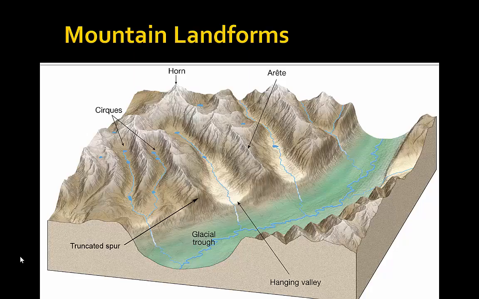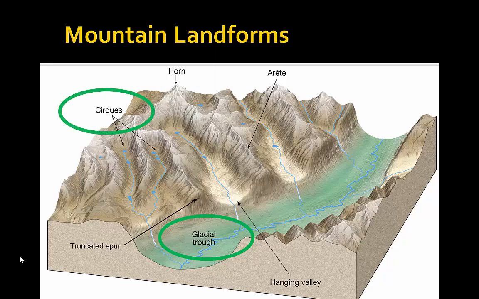Now, in addition to these small features like glacial striations, glaciers can have some big impacts on the land, especially in mountainous areas. So here we have an area that's been heavily glaciated. We can see a glacial trough, this broad U-shaped valley formed by a glacier. When you see a valley, you can quickly decide if it's been formed by a glacier or a river by looking at the shape. River valleys are going to have a V shape.